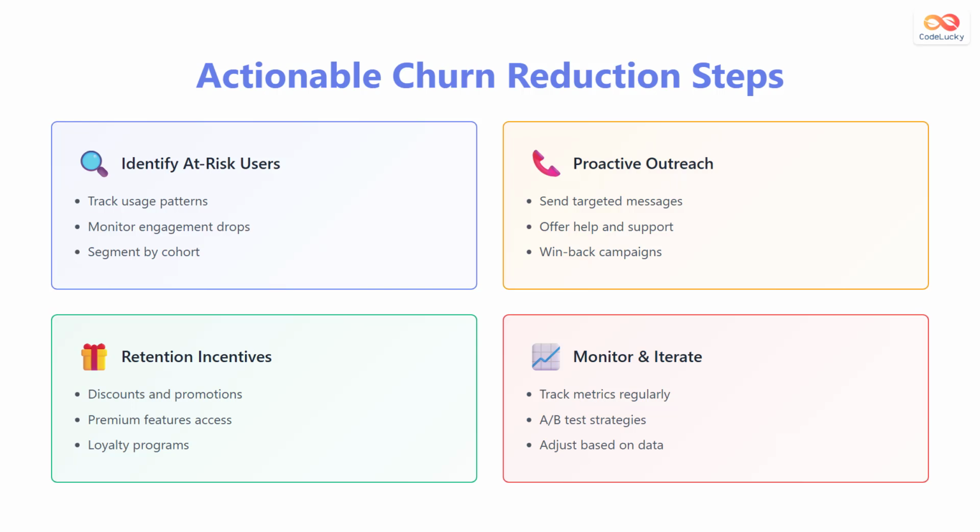To implement churn reduction, take 4 concrete steps. First, identify at-risk users by tracking their usage patterns, monitoring when engagement drops, and segmenting users by cohort to spot trends. Second, reach out proactively by sending targeted messages, offering help, and running win-back campaigns for users who are disengaging. Third, offer retention incentives like discounts, exclusive features, or loyalty programs to give customers reasons to stay. Fourth, continuously monitor your metrics. Test different strategies with A/B testing, and adjust your approach based on what the data tells you.